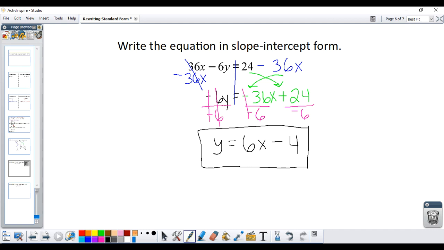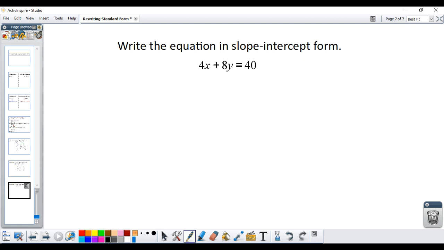And let's do one more that has a little bit of a trickier simplifying process. Let's take the equation 4x plus 8y equals 40. So if I'm writing this one in slope-intercept form, let's move that 4x over. It was positive, so now we're going to make it a negative. It goes away on the left, and we have 8y equals, move these. So now I have negative 4x first, positive 40 after.